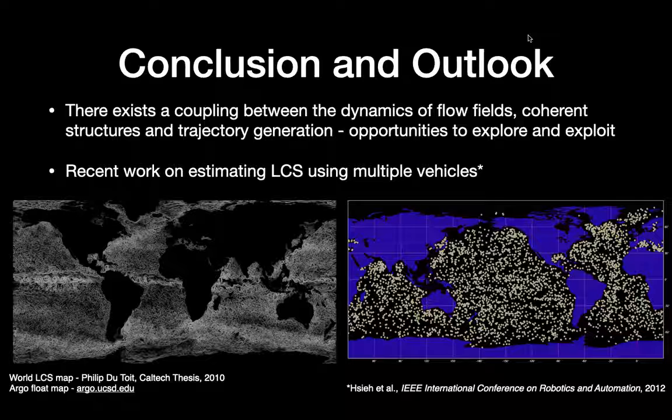Over the course of the last few slides, we've seen that there seems to exist a coupling between the dynamics of the flow fields, coherent structures, and trajectory generation. And there's a lot of opportunity to explore and exploit these phenomena. There's also recent work which brings us closer to the practical implementation of these methods, where you can use multiple vehicles to estimate background LCS. This would help us with multi-agent trajectory planning and things like that.